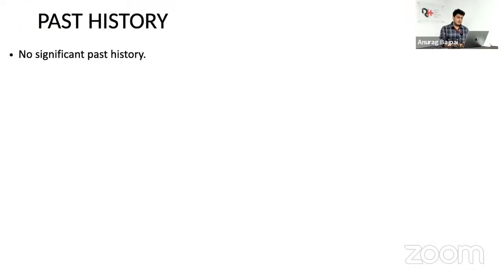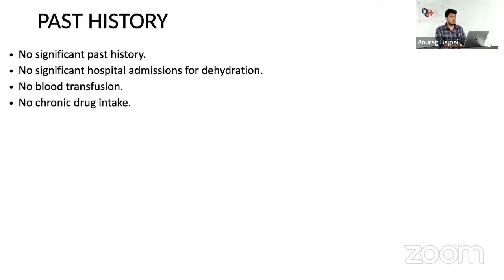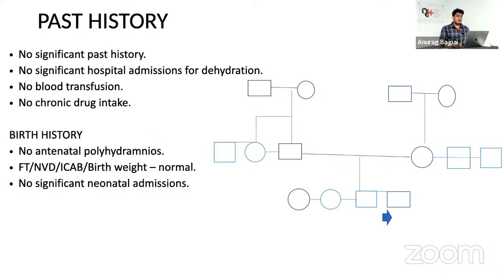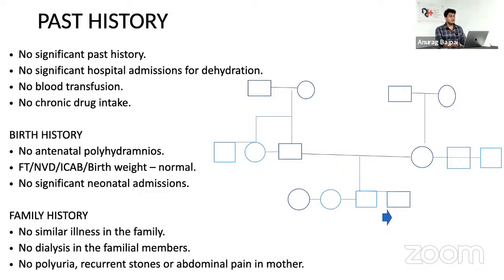Yeah. And with regard to the past history, there was no significant past history prior to these lower limb deformities. There was no significant hospital admission for dehydration. There was no history of any blood transfusion and no chronic drug intake. And with regard to the birth history, there were no antenatal complications. The baby was a normal child with a normal birth weight, and there were no significant neonatal admissions. And with regard to the family history, there was no history of any similar illness or bony deformities in the family, and there was no history of any dialysis or kidney transplant in the family members, and no history of any polyuria, recurrent stones, or abdominal pain in the mother.